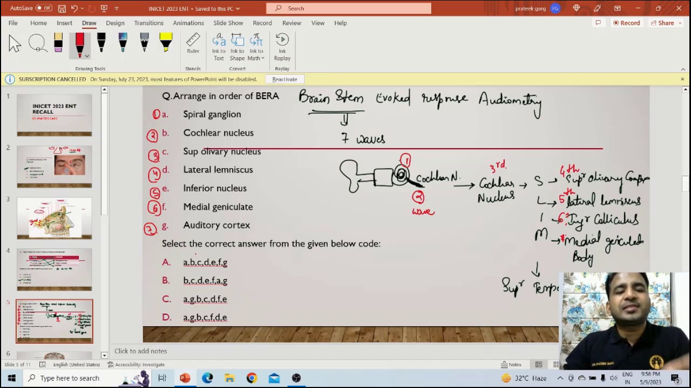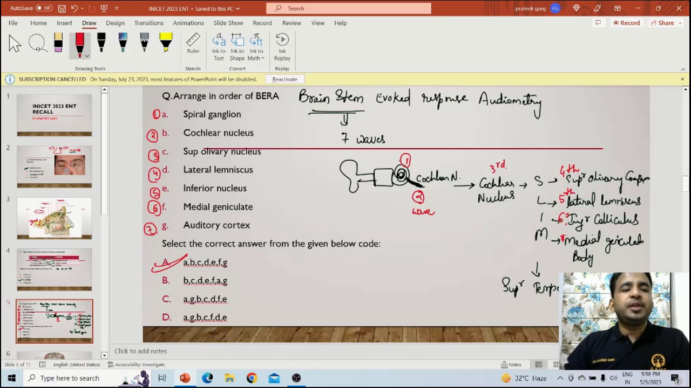So what does the examiner want to ask? Select the correct answer from the code given below. What is the correct sequence of the BERA recordings? That is the BERA waves, wave 1, 2, 3, 4, 5, 6, 7. So that is the correct sequence. The correct answer should be A, B, C, D, E, F, G, which seems to be correct. So the correct answer is A.